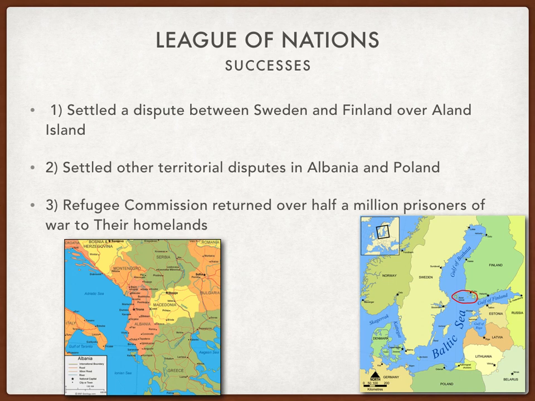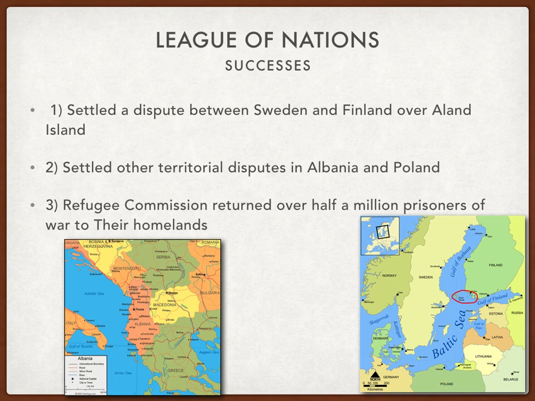So let's first look at the initial successes of the League of Nations. Initially, they had some successes. They helped to settle a dispute between Sweden and Finland in 1921 over the Åland Islands. They settled a number of territorial disputes between Poland and Albania. And probably the greatest success was to set up a refugees commission at the end of World War I, and this helped to return over 500,000 prisoners of war to their home countries.